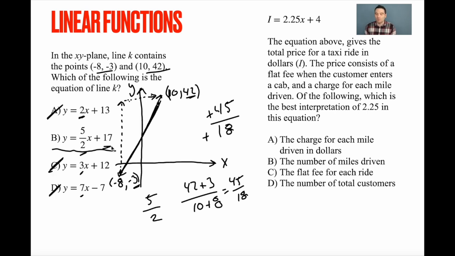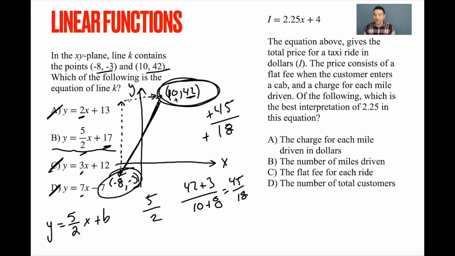How do I figure out what the missing b is? Well, let's write what we know so far. We know that we have y equals 5 over 2 x plus b. How do I find that missing b? Well, all I got to do is take one of the points. Doesn't matter which one. I could take this one, I could take that one, and substitute it in for x and y. So in this case, 10 is my x and 42 is my y.